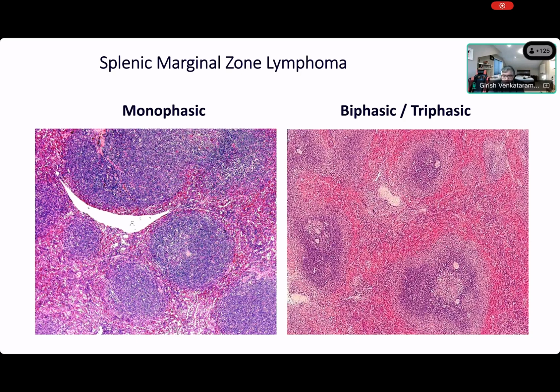And this is a typical white pulp expanded pattern where the whole white pulp looks monotonous, a monophasic pattern. Or you might see this pattern on the right, which is called the triphasic pattern, where you see the germinal center, the mantle, and the expanded peripheral monocytoid B cell zone, which is the lymphoma portion. And of course, if you do a CD20, all of this will light up, right? And you might also see some staining in the red pulp here and there, but much of the CD20 immunostaining will be restricted to the white pulp.